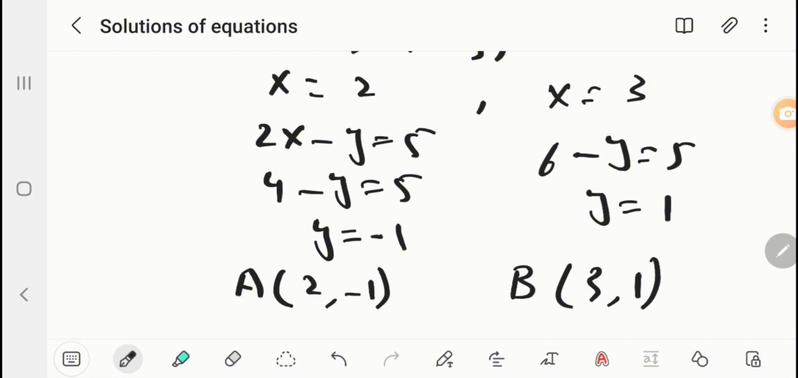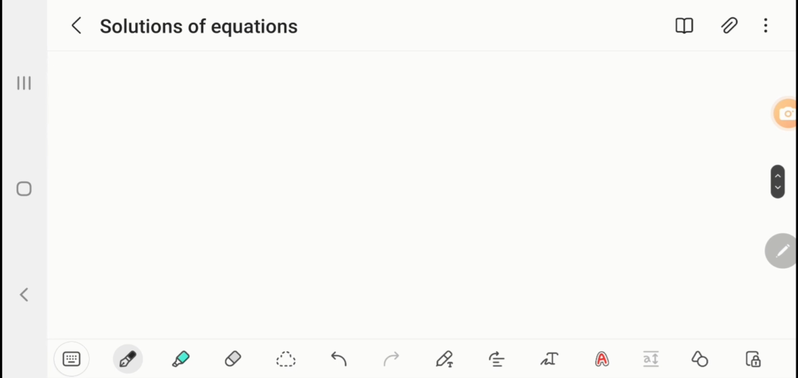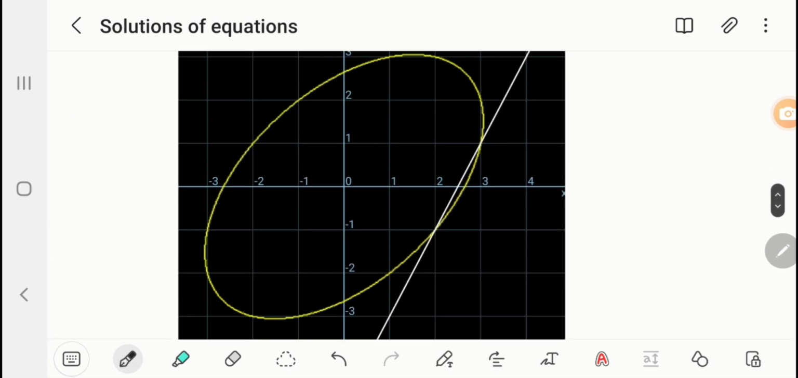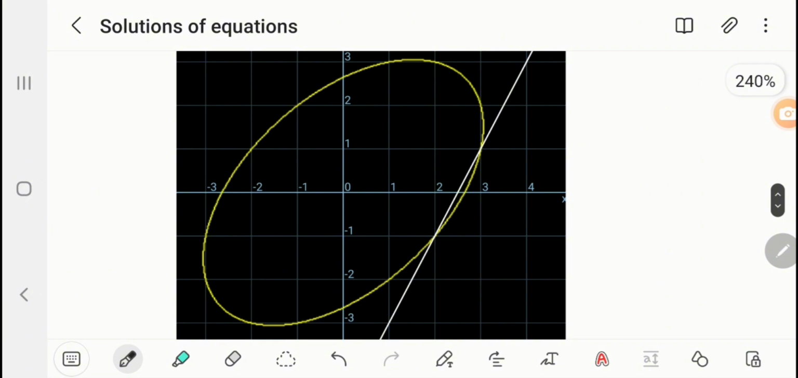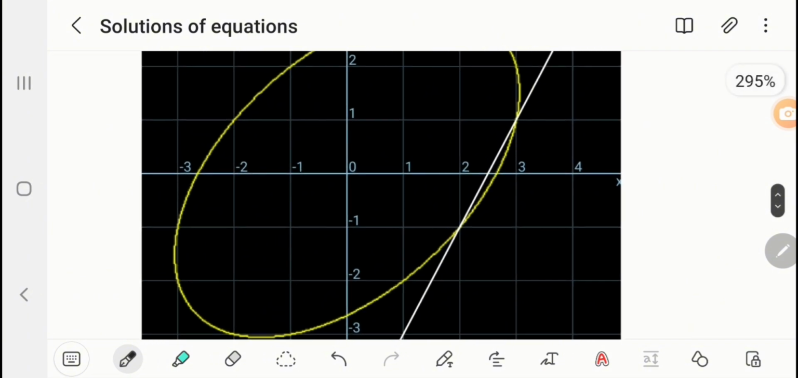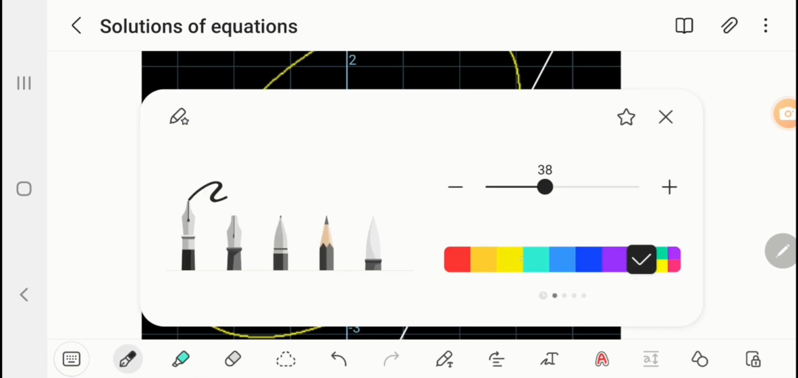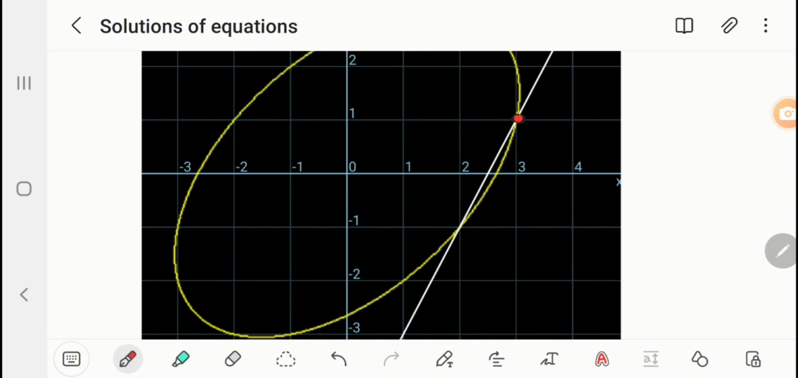If I look at it graphically, it will be like this. The two graphs cut at 2 points. One is this point, which is A, and the other is this point, which is B. These two are the solutions of the equation.